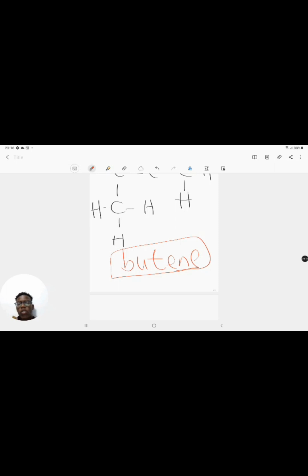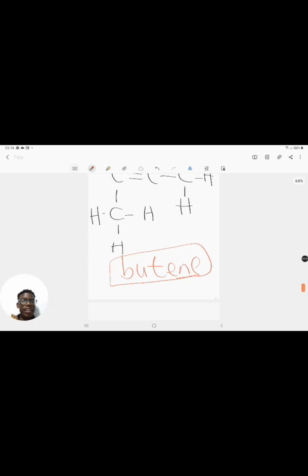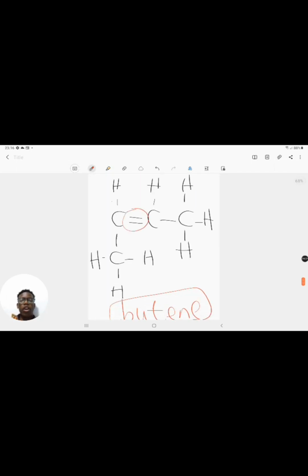Done. Easy. You use the same exact rules that you used for your alkanes, but this is an alkene. Why is it an alkene? Because it has a double bond between those adjacent carbon atoms.